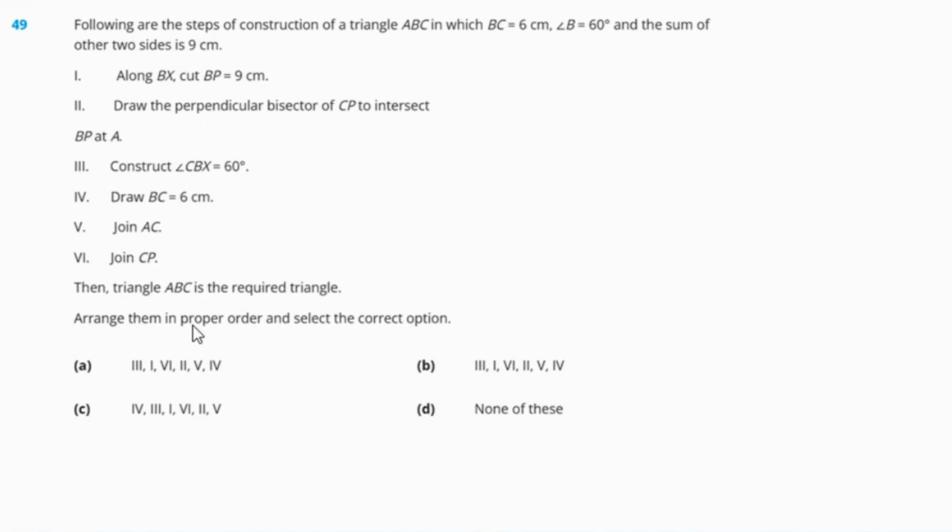So if we need to arrange them in the correct order, first we need to draw the line. Okay, fourth step needs to be the first one. After that, we need to construct one of the angles. So the constructing angle is CBX. So that is the third point. Then after that, we need to cut another line from the BX only, whatever line we have drawn. Then we need to join those two. And after that, we are supposed to draw the perpendicular bisector and then we can join AC. So option C needs to be the correct answer.